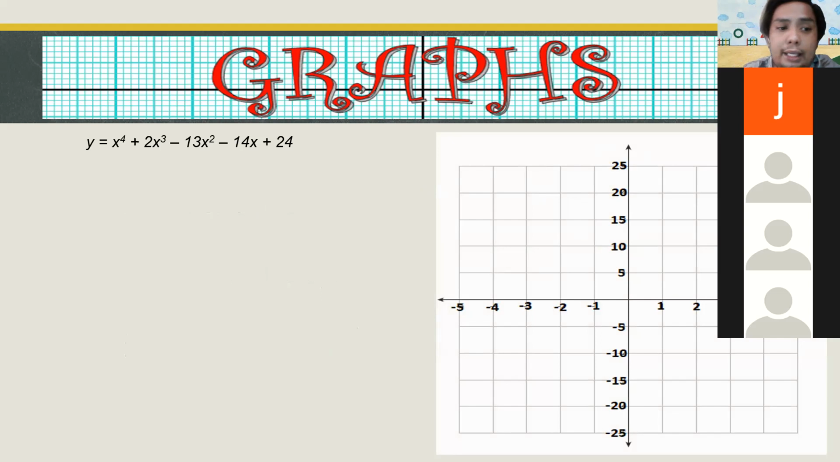Example, we have y equals x raised to 4 plus 2x cubed minus 13x squared minus 14x plus 24. So this is our polynomial function. Okay, sabi nga natin, ano yung mga importanteng gawin? Hanapin natin ang ating roots. Ilang roots ang ina-expect natin? Anyway, guys, ilang roots ang ina-expect natin?